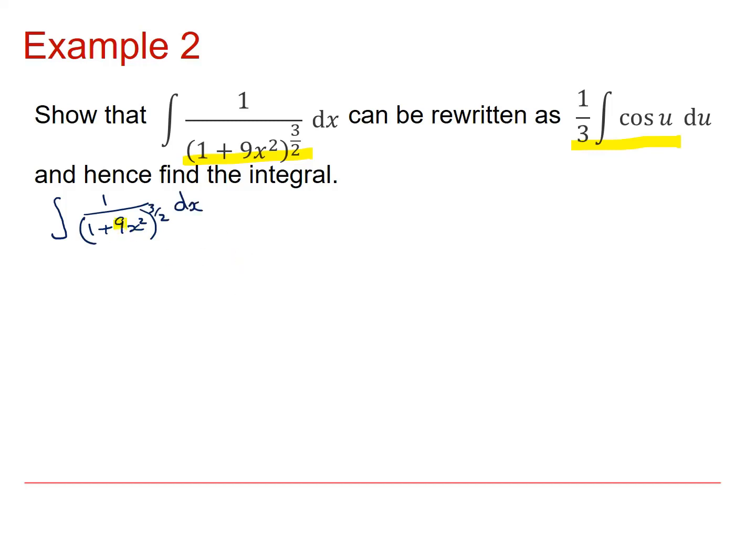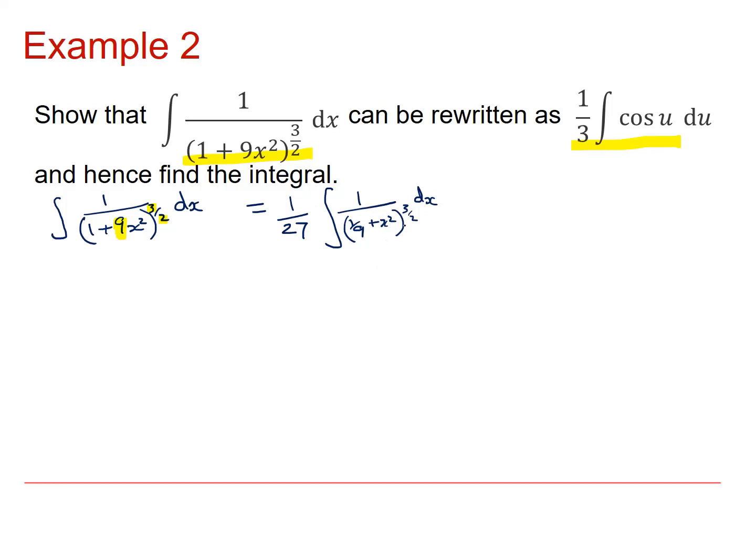And the issue I've got in here is this 9. I'd like a coefficient of just 1 for x squared, so I'm going to take out a factor of 9 from this bracket. As it comes out of the bracket, it's going to be affected by a square root, making it 3, and then a cube, making it 27. So this becomes 1 over 27, the integral of 1 over 1/9, remember it was 9 I took out, plus x squared to the power 3 over 2 dx.